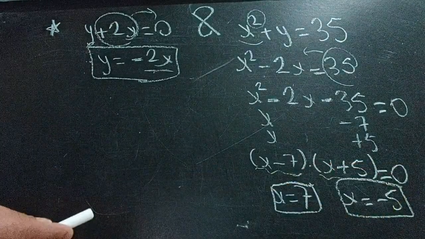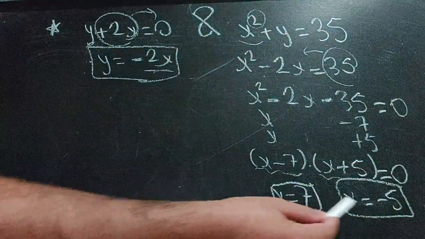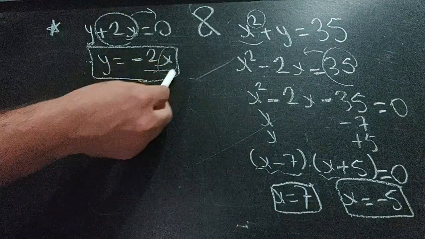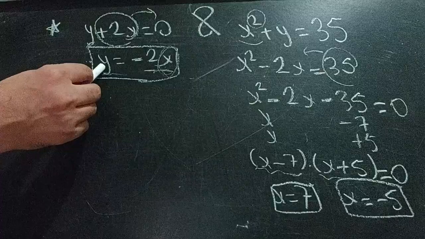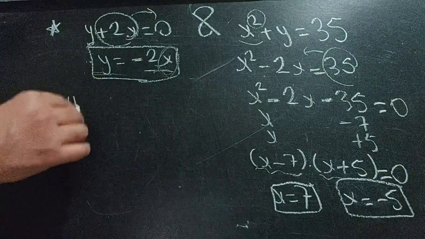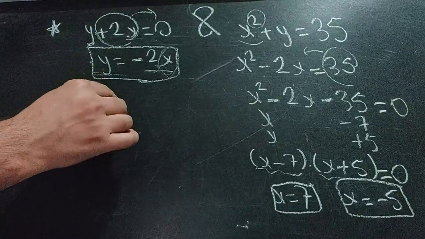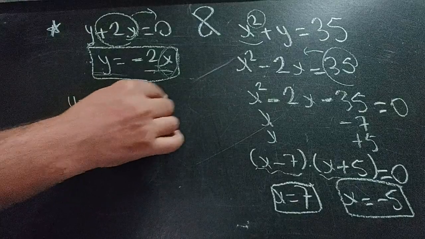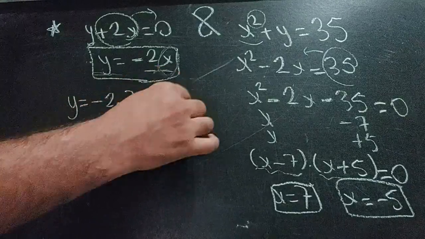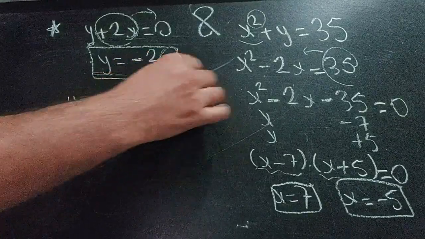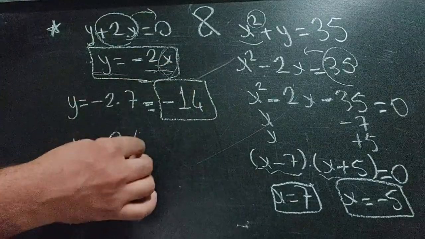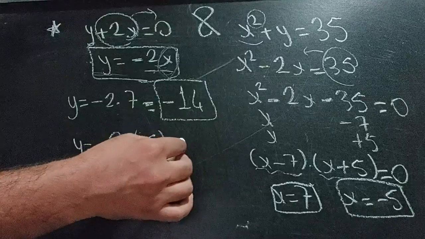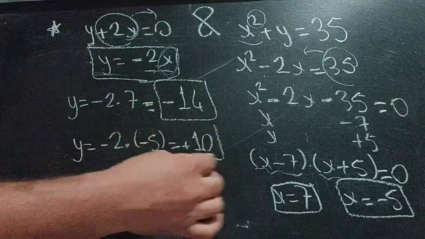Now I'm going to substitute those values instead of the x into this equation to find the values of y. Y will be negative 2 times 7, which is going to be negative 14, and y equals negative 2 times negative 5, which is going to be positive 10.